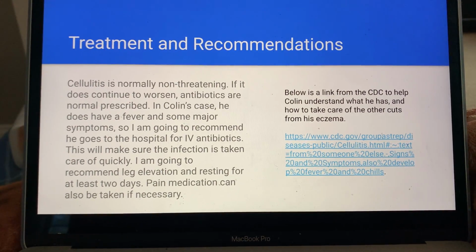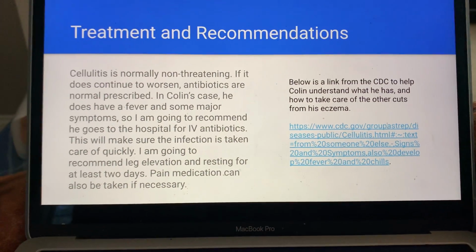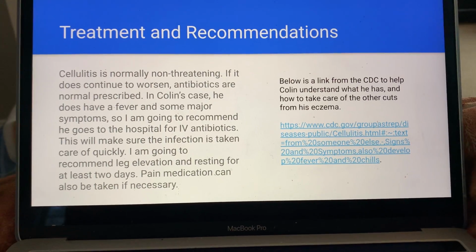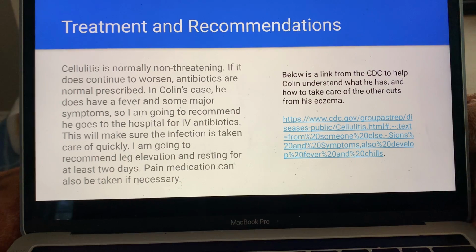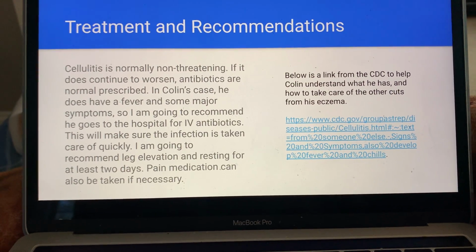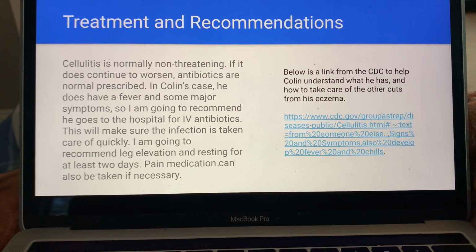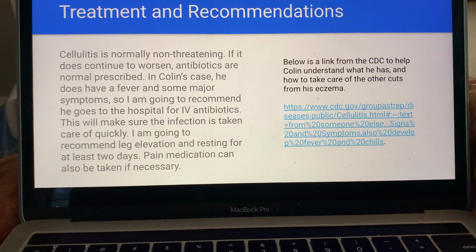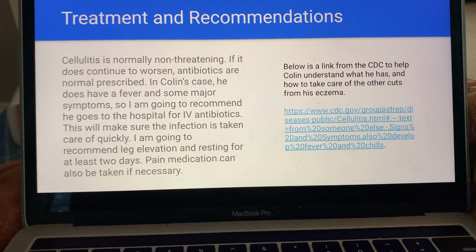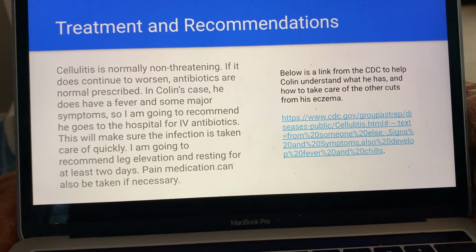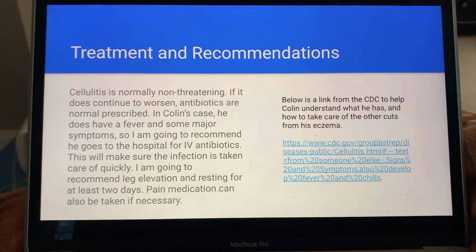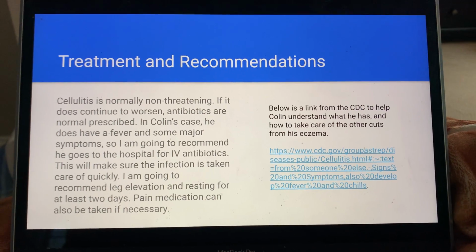I'm also going to recommend leg elevation. That helps the swelling and tenderness, along with resting for at least 2 days, and definitely no touching. When it's cellulitis with eczema, it can be very itchy because it's an open cut, and eczema causes your skin to be very itchy, but the more he touches it, the more it's going to get bothered and the longer it's going to take to heal. Then pain medication can be taken if necessary.